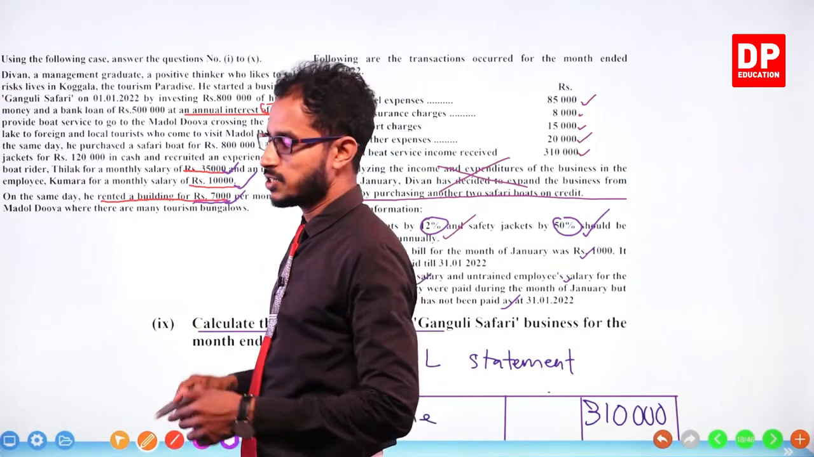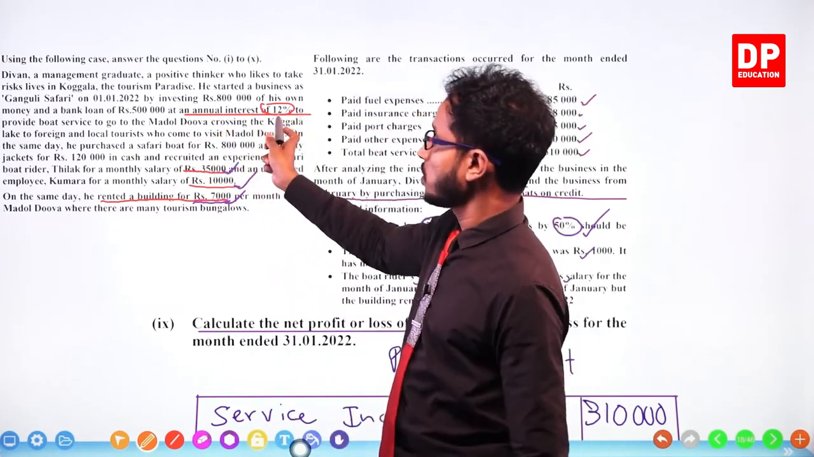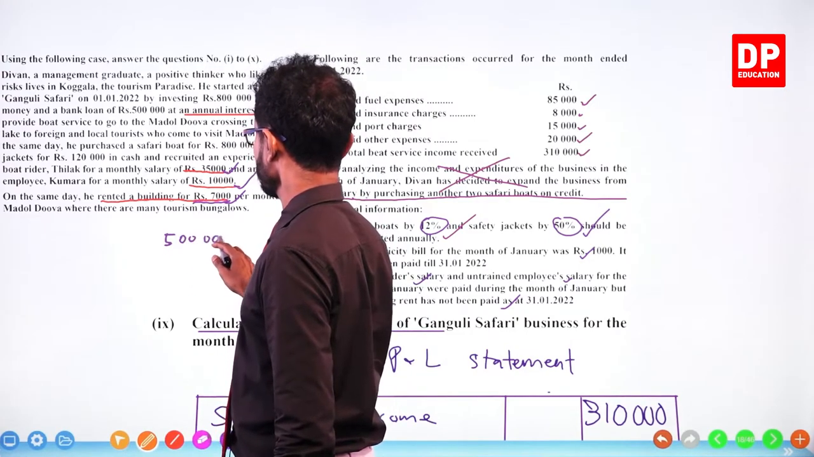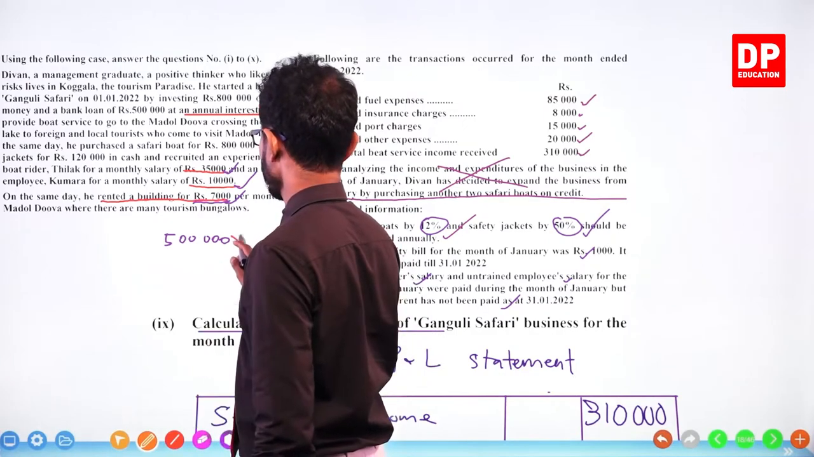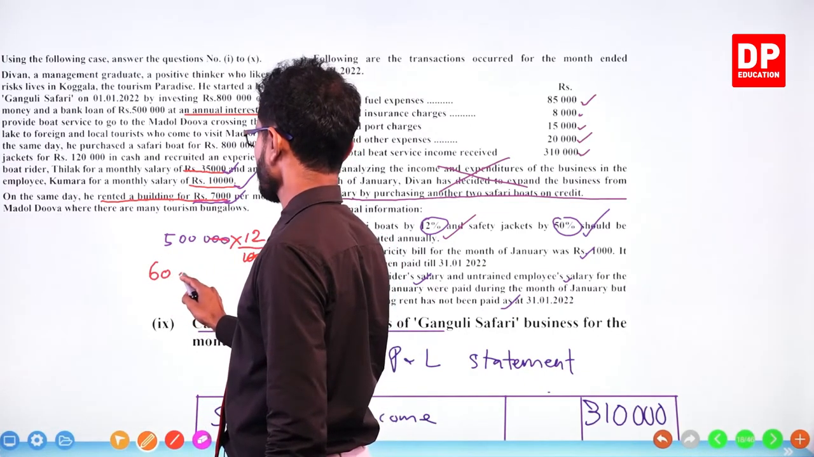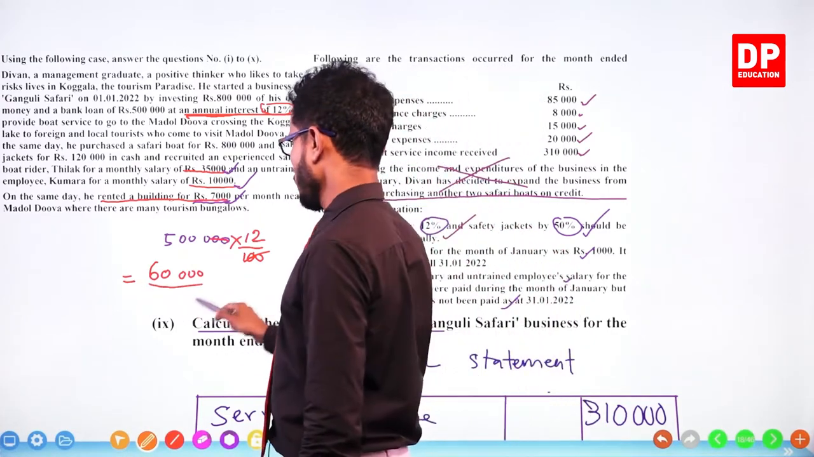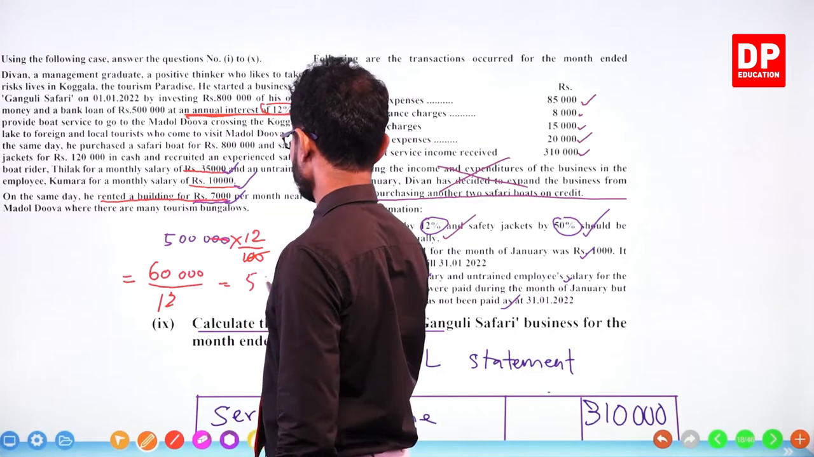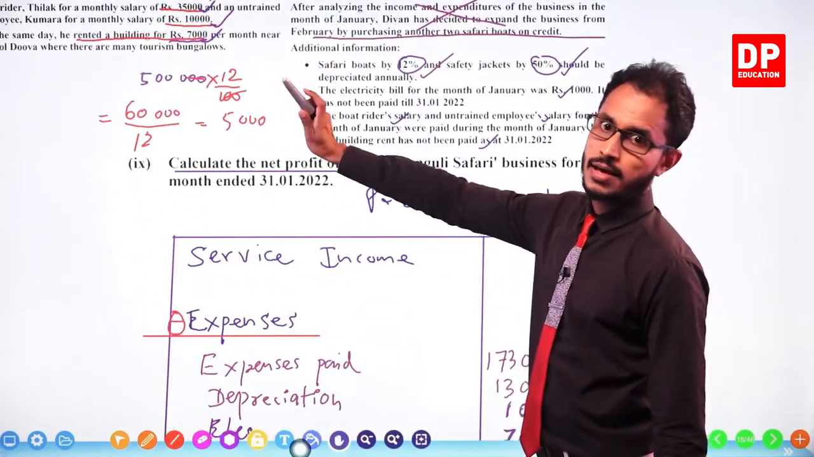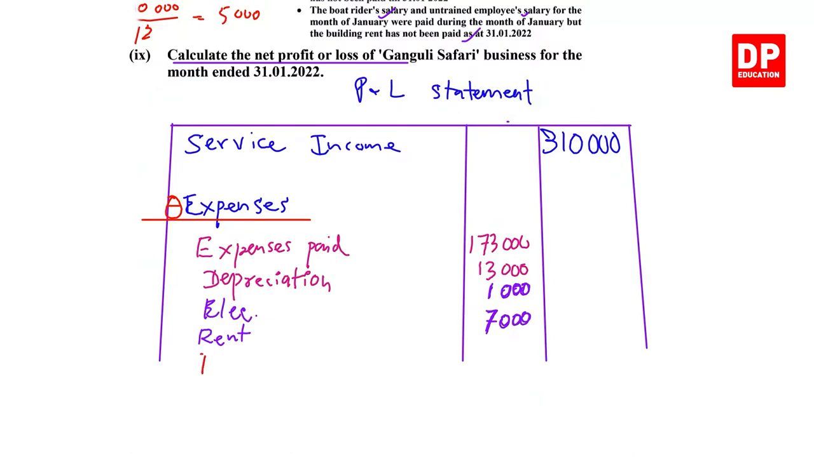Okay, only the 12% should be taken. That is bank loan interest. Calculate it. 12% out of 500,000. You can calculate, right? 500,000, twelve over 100, it becomes 60,000. But that is annual. Always remember that. So you have to divide again by 12, and it becomes 5,000. This 5,000 should be recorded as an expense. Interest.